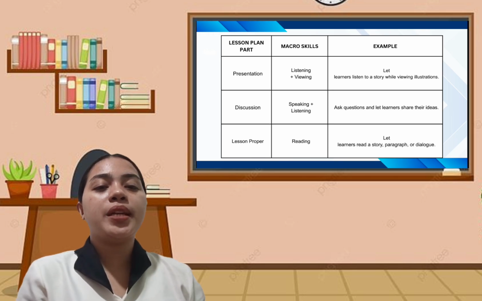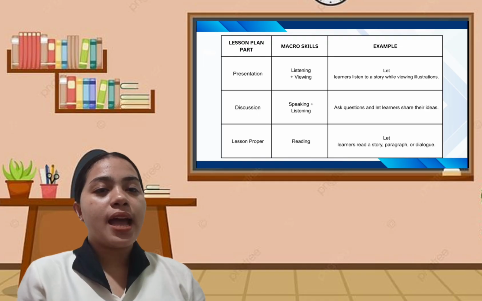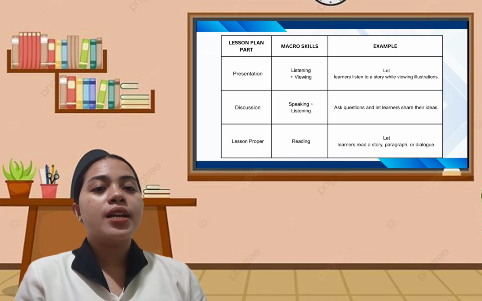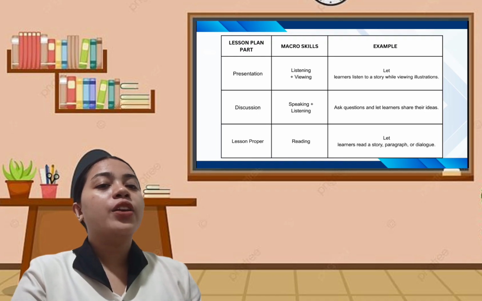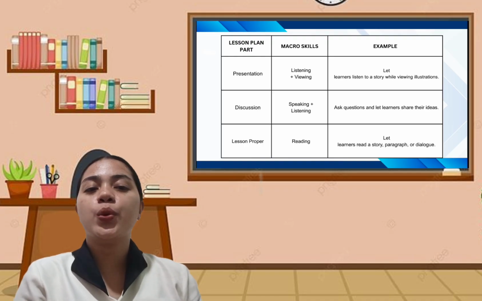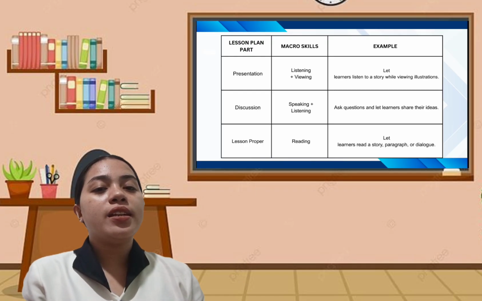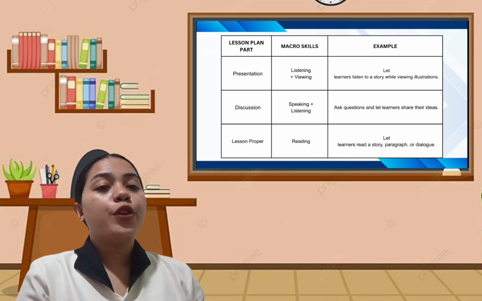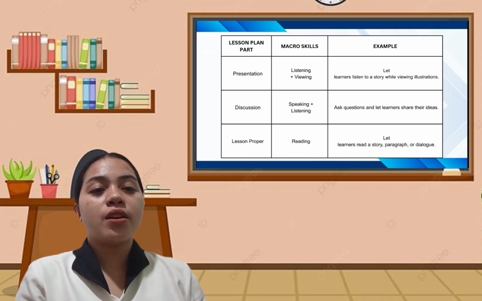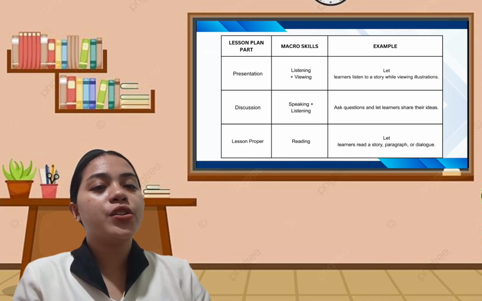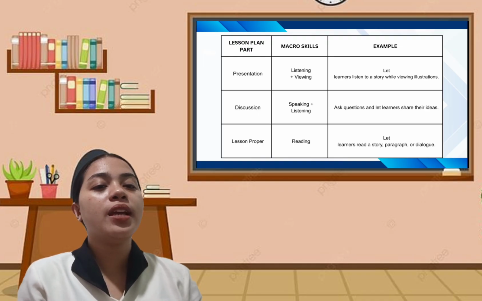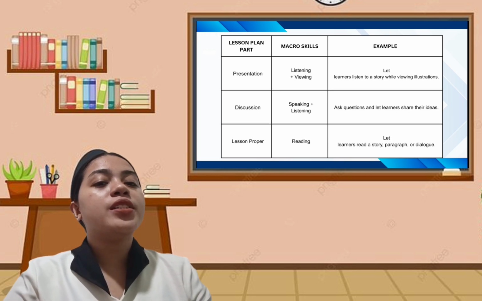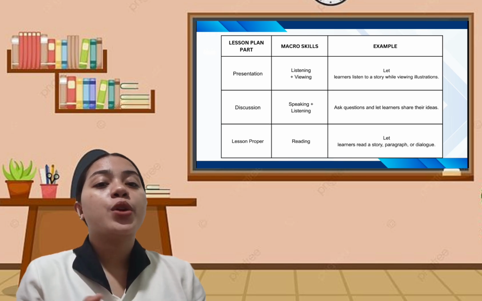So next is the application. Writing. Ask learners to write sentences or a short response. So in the application part, learners use what they have learned by doing a task. Writing is one way they can demonstrate their understanding. For example, after reading a story, the teacher may ask learners to write a short response about what they learned from the story. So this will allow them to express their understanding through writing.